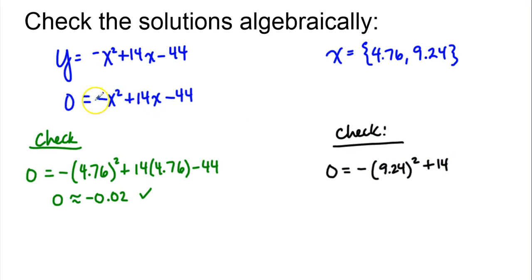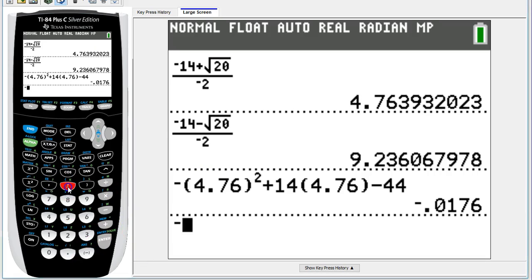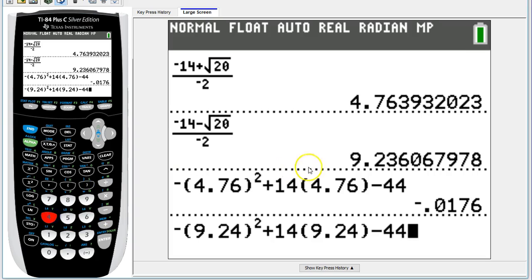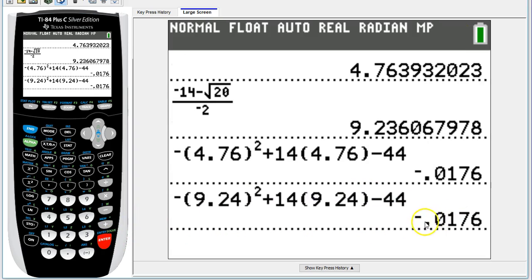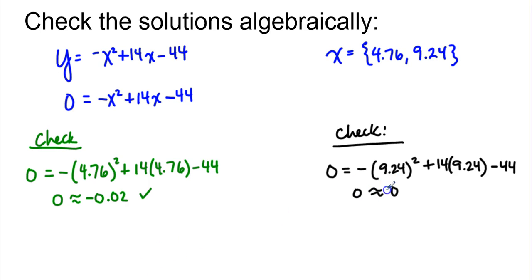So I'm just reading right from my equation, but where I see x, I'm making a substitution of this x. Calculator. Again, if I had used more decimal places, more precision, I would get something that's even closer to 0. And again, I get the same value. It's the same distance off from 0. So I can say that checks.